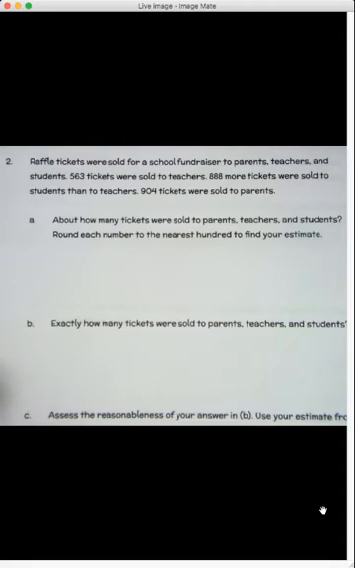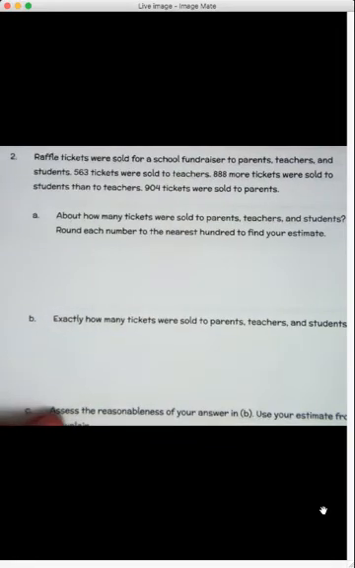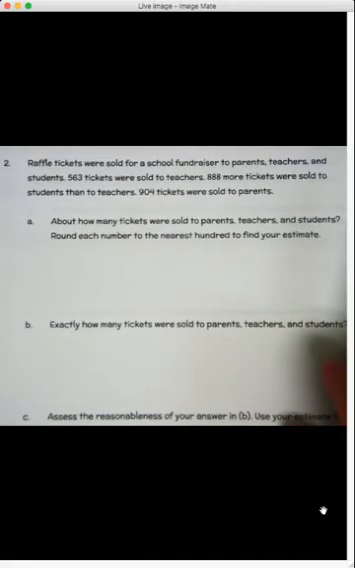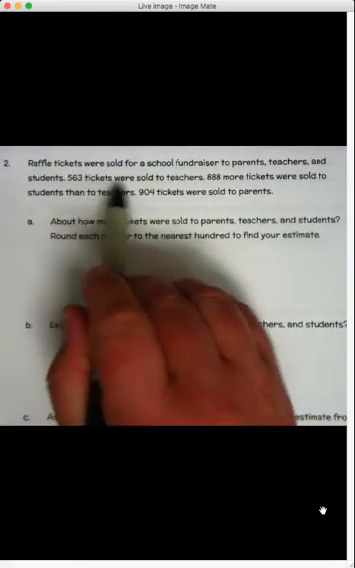Raffle tickets were sold for a school fundraiser to parents, teachers, and students. 563 tickets were sold to teachers. 888 more tickets were sold to students than teachers. 904 tickets were sold to parents. About how many tickets were sold to parents, teachers, and students rounding? So we're going to estimate that first one. Now, where's the tricky part of this problem? Do you see it? We know there were exactly 563 tickets sold to teachers.